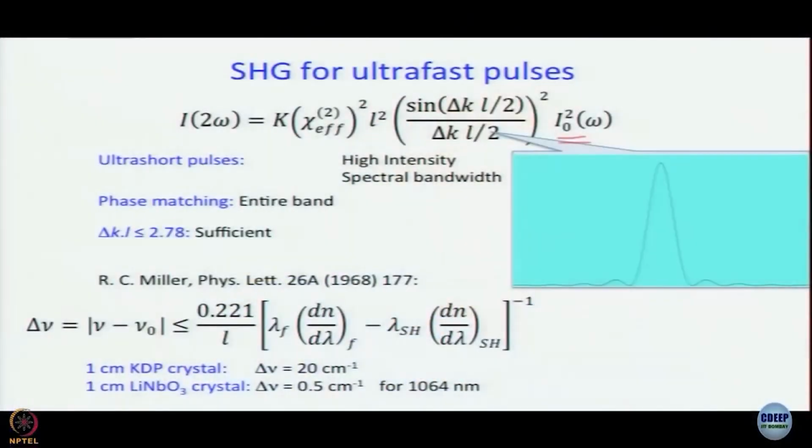What it means is that if delta nu is more than 20 centimeter inverse, you will not get second harmonic generation for KDP. But if delta nu is more than 0.5 centimeter inverse, you will not get second harmonic generation for lithium niobate. And we know very well that the characteristic of an ultra short pulse is a large bandwidth. Shorter the pulse, bigger the bandwidth, right.